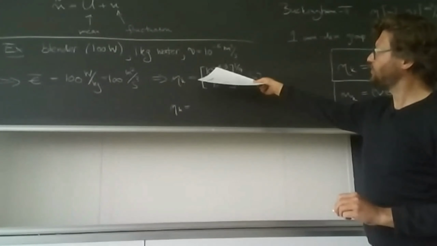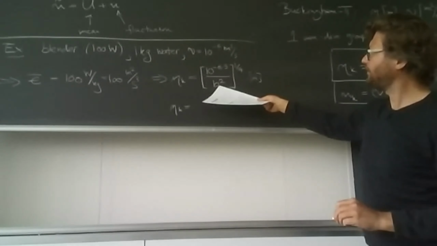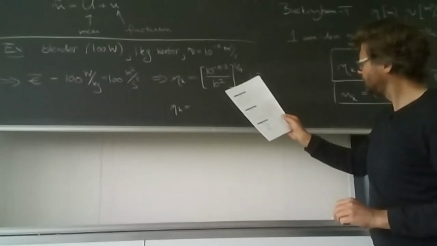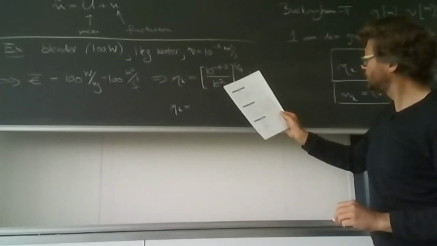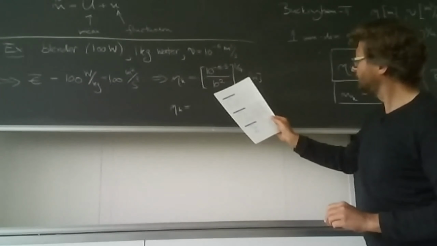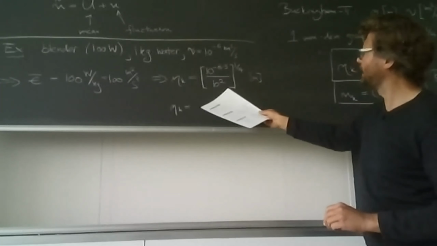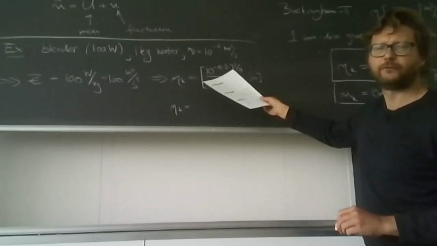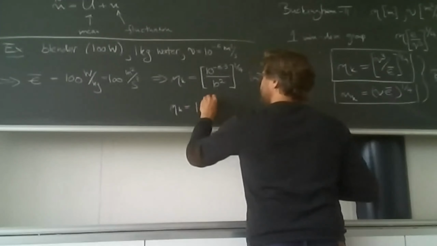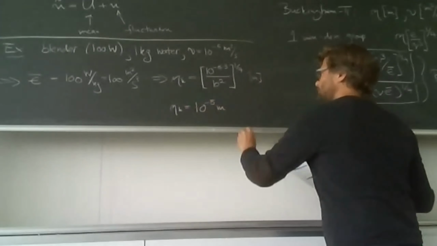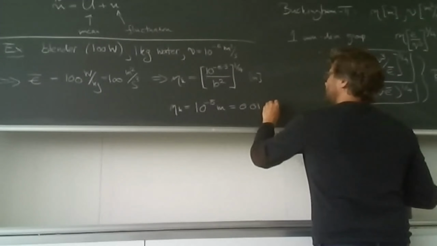Well, 10 to the minus 6 times 3, that's 10 to the minus 18, divided by 10 to the 2, that is 10 to the minus 20. 10 to the minus 20 to the 1/4, that's 10 to the minus 5 meters. Or actually 0.01 millimeter.